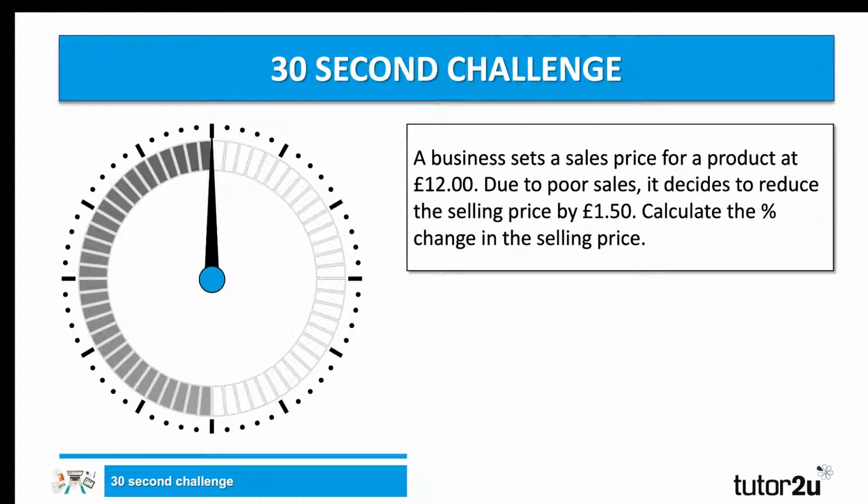So the first one is, a business sets a sales price for a product at £12. Due to poor sales, it decides to reduce the selling price by £1.50. Calculate the percentage change in the selling price. You've got 30 seconds with which to solve that question. Please, if you can, type your answer into the chat window.